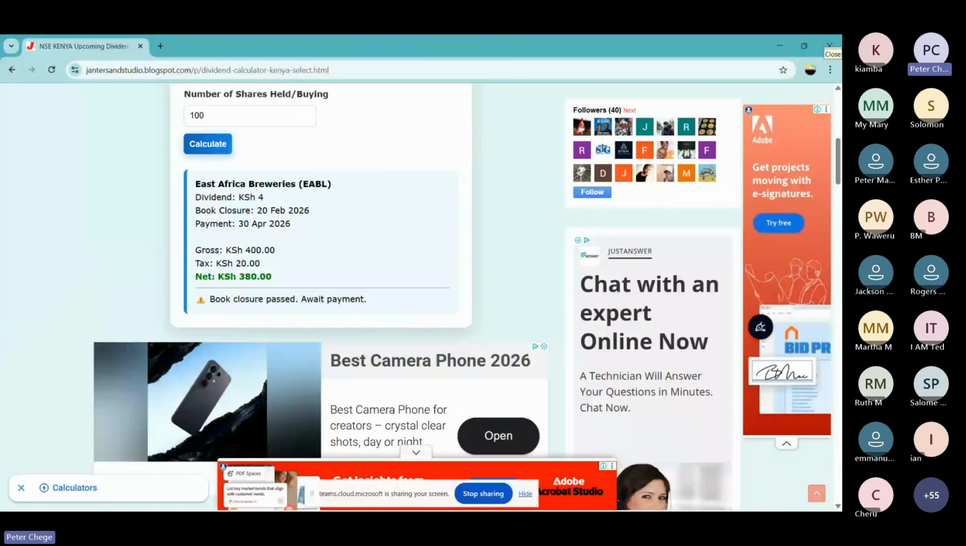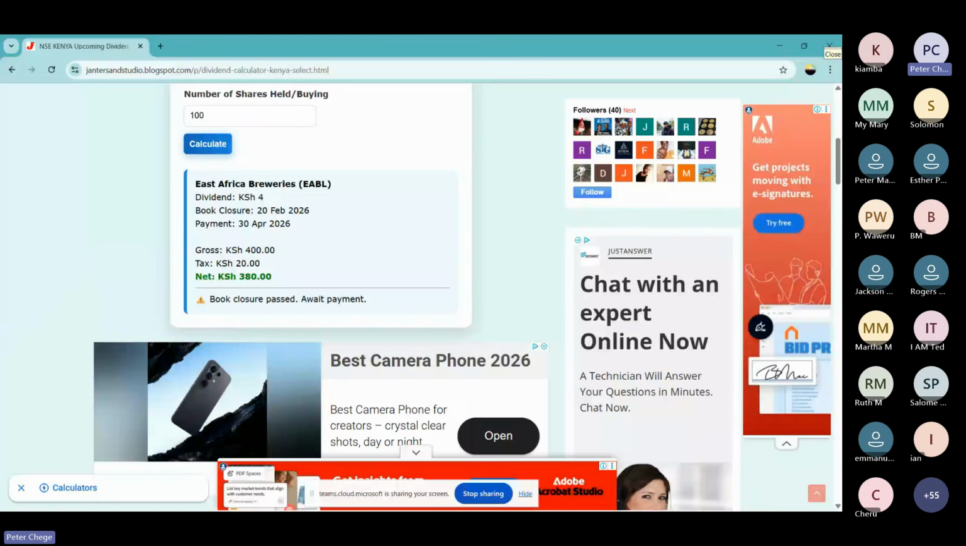It tells me the dividend is 60 shillings per share. Book closure is 8th May, so this is the date I need to have the shares, and I'll receive my payment on 12th June. Then it shows the net amount that I will receive, and the tax that will be paid. It's not me who is paying. If you scroll down, then it has the lists.